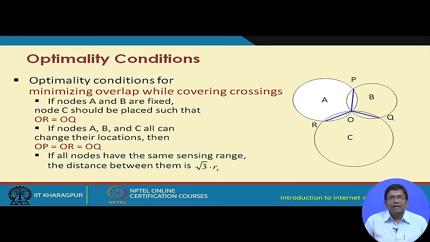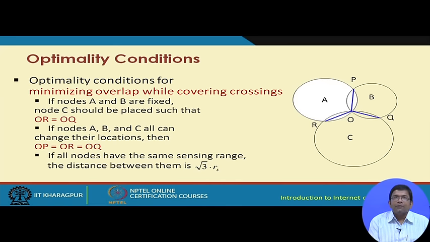So now let us look at a little bit of geometry. We have to come up with some optimality conditions, optimality conditions for minimizing the overlap while covering the crossings, and that way we have to ensure that the minimum number of sensor nodes are utilized in order to cover the crossings. So if nodes A and B are fixed, like in this particular figure, we have to place a node C in such a way that OR equal to OQ.